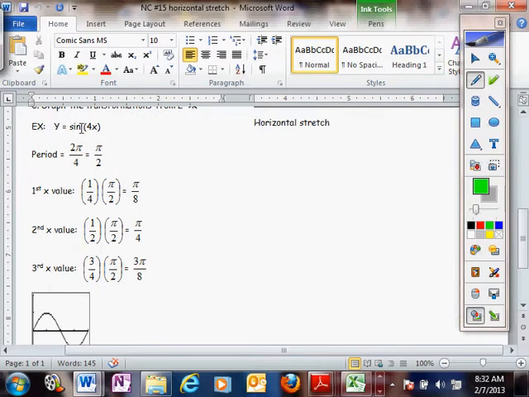y is equal to sine of 4x. Well, this is a little bit different than what you've been seeing on trig graphing 2 and 3. On trig graphing 2 and 3, there wasn't a number in front of the x, it was just 1. Or I should say there's not a number other than 1 in front of the x. So we have this number in front of x that's not 1, and so we have to find the new period, because if there's a number in front of x that's not 1, that tells us there's a horizontal shrink or stretch.